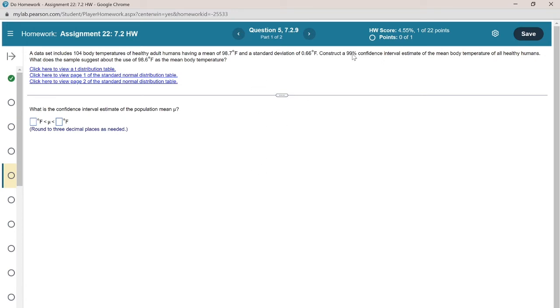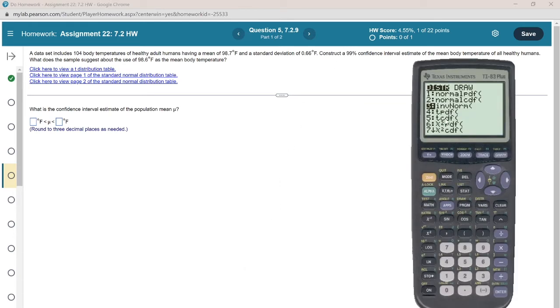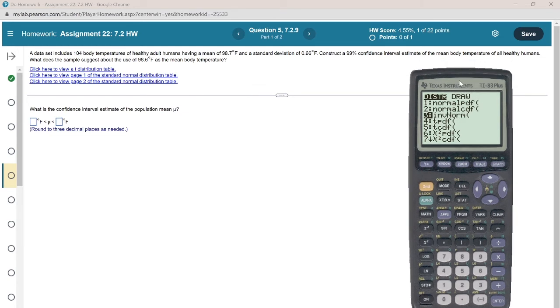99%. So alpha is 1 minus 0.99, and alpha over 2 is half of that, which is 0.005. So like we calculated the Z-score, there's supposed to be number 4 as inv T, but unfortunately the TI-83 doesn't have that command, so I'm not able to use that thing here. So I'm going to use something else.